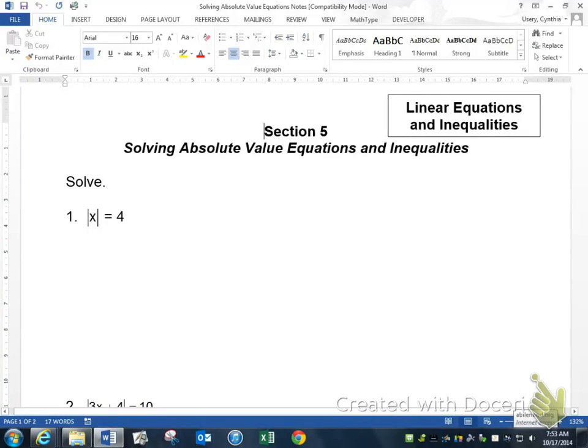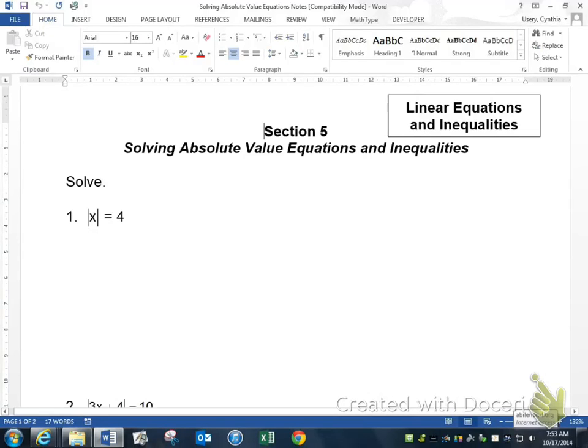Today we're going to learn how to solve absolute value equations and inequalities. You have to remember when solving absolute value equations or inequalities that the absolute value symbols turn whatever is inside into a positive. So whatever's inside can be a positive and it also can be a negative. So you are going to write two equations or two inequalities for each problem.